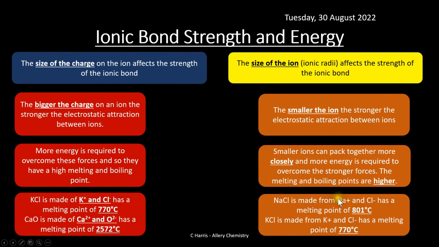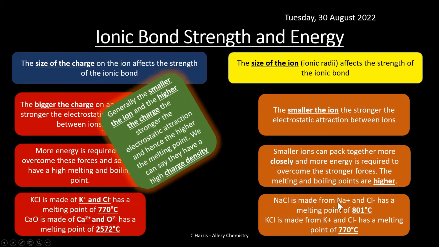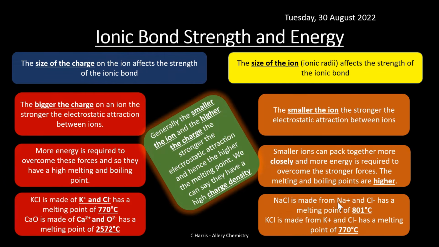Sodium chloride is made from Na plus and Cl minus, with a melting point of 801. Whereas potassium chloride, and potassium is bigger than sodium, has a melting point of 770. The sodium and chloride ions can pack together much more tightly and neatly than potassium chloride can, and therefore the melting point is going to be higher. So generally, the smaller the ion and the higher the charge, the stronger the electrostatic attraction, and hence the higher the melting point. We basically say they have a high charge density.